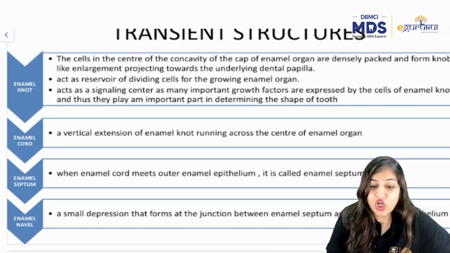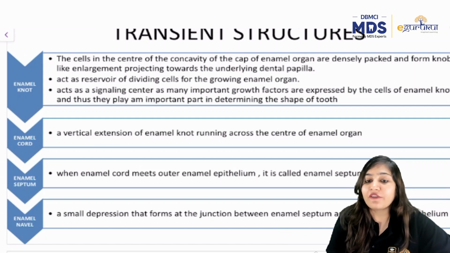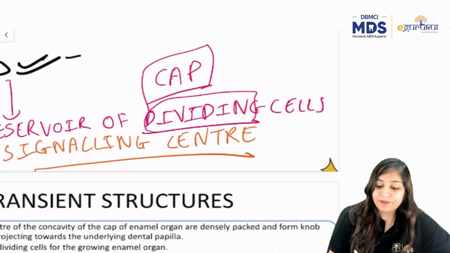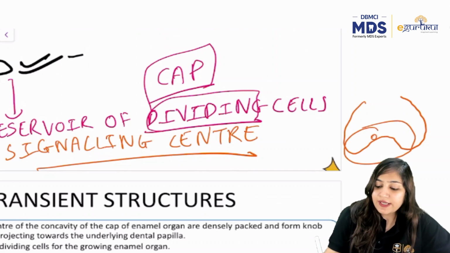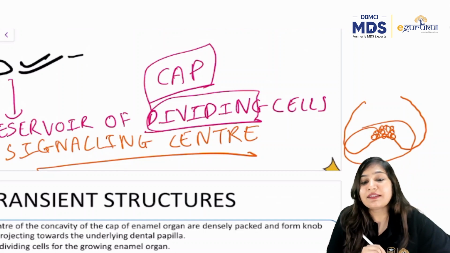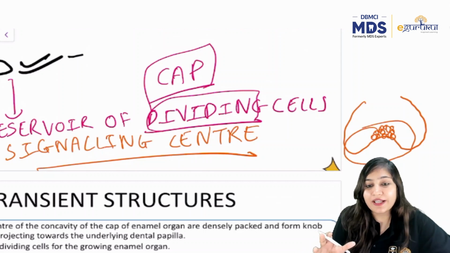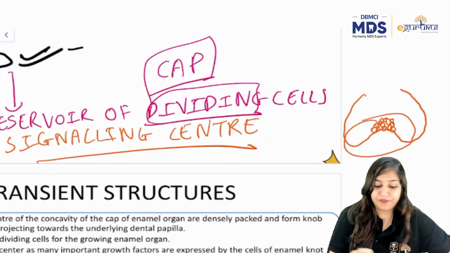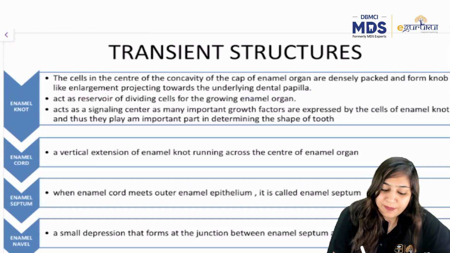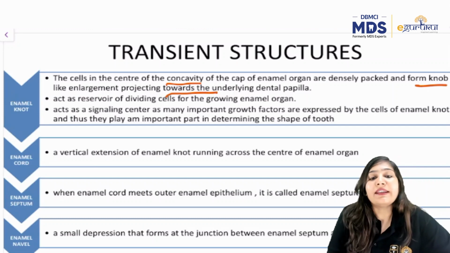So first is enamel knot. Mainly, where is enamel knot present? It is present near the concavity of the cap. In cap stage, we have a structure like this, right? So this is the concavity of the cap. Here you can see a cluster of cells present. This cluster of densely packed cells near the concavity of the enamel organ forms a knob-like extension towards the dental papilla. So they are mainly present at the center of the concavity, projecting towards the dental papilla.